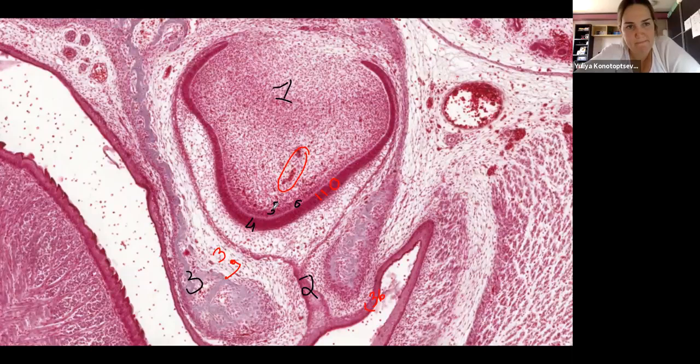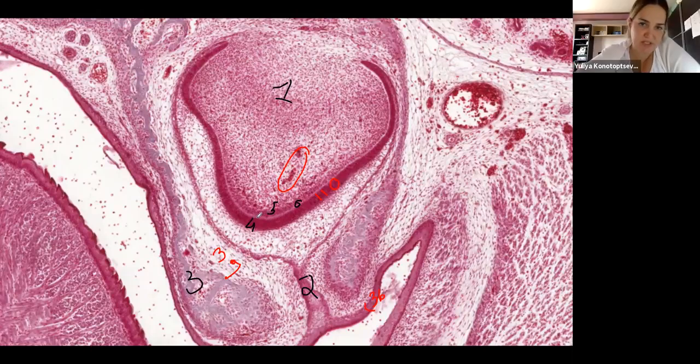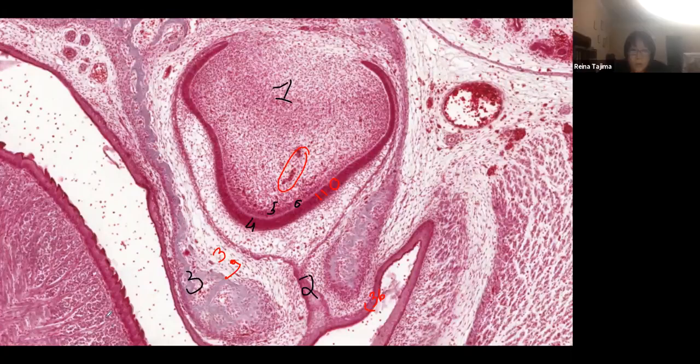5, odontoblast. 6, predentin. This blue line between them is the predentin. Staining is azan.